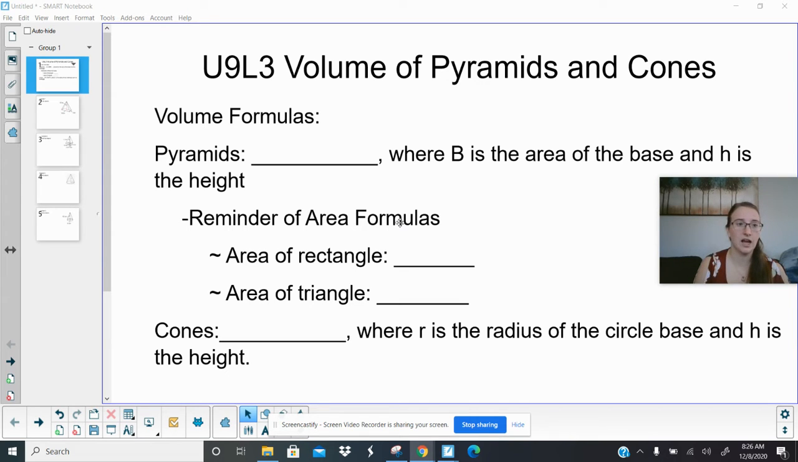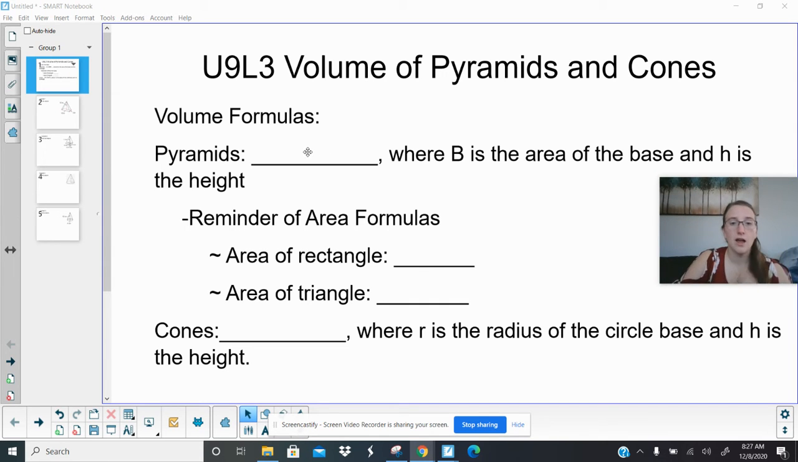So hopefully we can differentiate between these shapes here, because now we're dealing with pyramids and cones. Lesson 2 was volume of prisms and cylinders. Pyramids and cones go together. Prisms and cylinders go together. Hopefully you can kind of understand why. Both a pyramid and a cone come to a point. Both a prism and a cylinder have two bases.